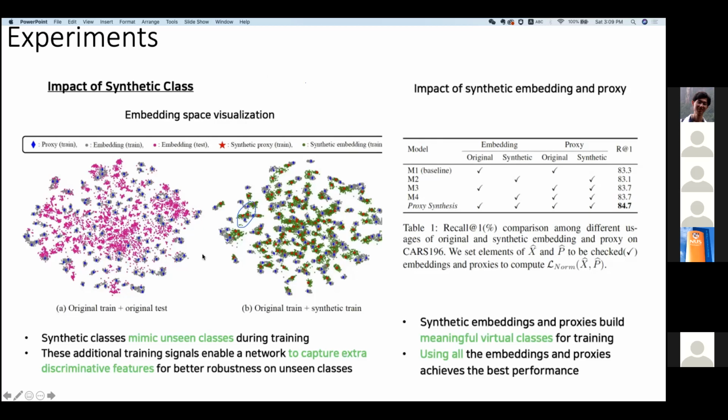So first they visualize where the synthetic proxy and synthetic embedding are. We can look at graph B. So the green points are the synthetic embedding and the red stars are the synthetic proxy. And graph A shows the pink points, which are the real testing set. So they really show that the unseen classes fall in between those seen classes. Right. So that means the generalization actually really works.